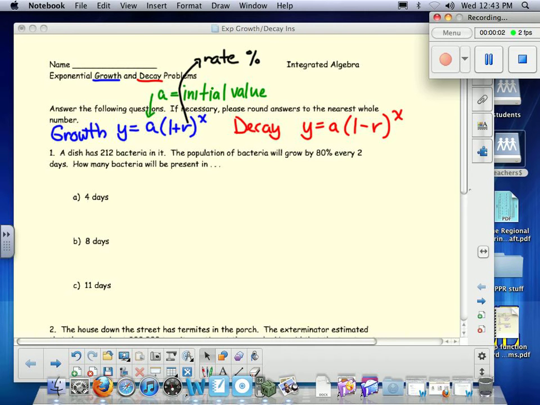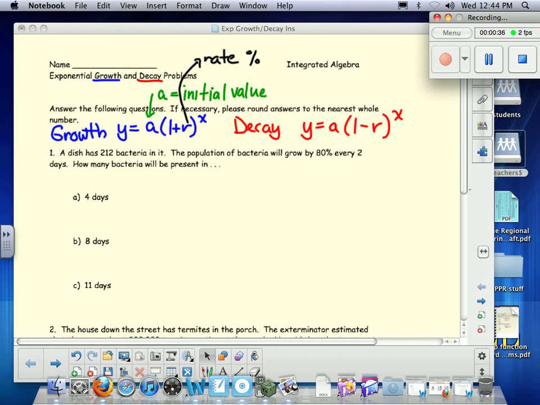Today we're talking about real life examples of growth and decay with exponential functions. So the growth formula is y equals a, parentheses 1 plus the rate, raised to the x. Now, a is our initial value, just like we just saw in that painting problem on your homework. The 500 was the initial value. r is our rate. We will be converting it from a percent to a decimal.